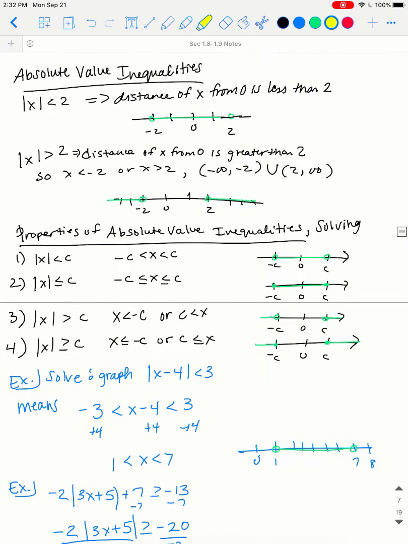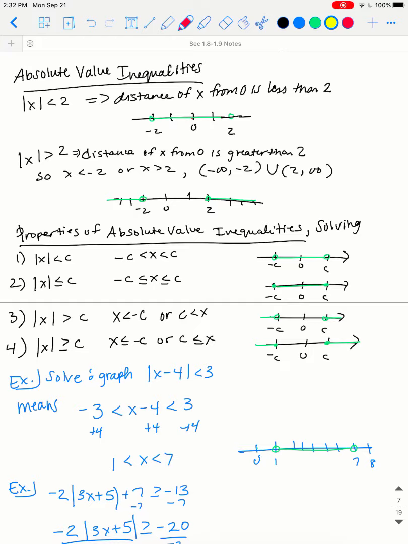Now, I also have absolute value inequalities. So these tell us that the absolute value of something, the distance from x, is either greater than a number, or less than a number, or equal to something. So I have here an example of the absolute value of x is less than 2. That tells me that the distance of x from 0 is less than 2. Therefore, I have here's 0.